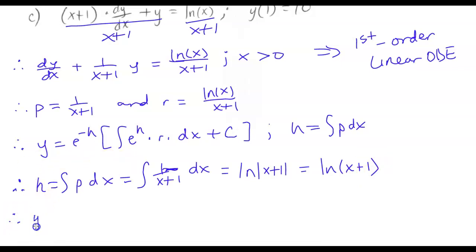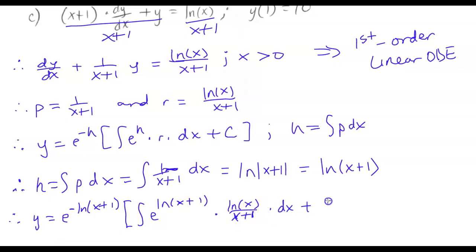So now from there, y ends up being e raised to the negative natural log of x plus 1, all that times the integral of e raised to the positive natural log of x plus 1 times r, which is natural log of x over x plus 1, times dx, and then plus our integration constant.